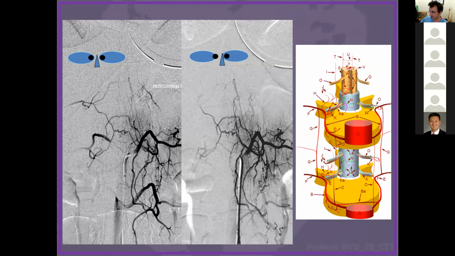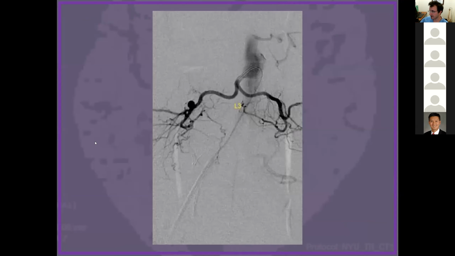Just another example. Here you see actually a characteristic radiculopial artery. It has this very tight hairpin turn, and usually is located to the side of midline. We'll show that a little bit later. And then here you see, again, some anastomosis, this one right here, and then there's another one. This is the epidural arcade going to the right side.